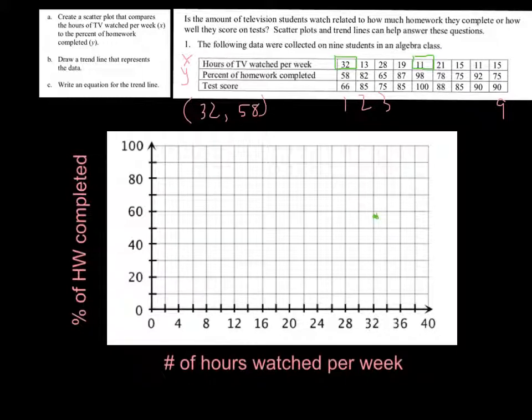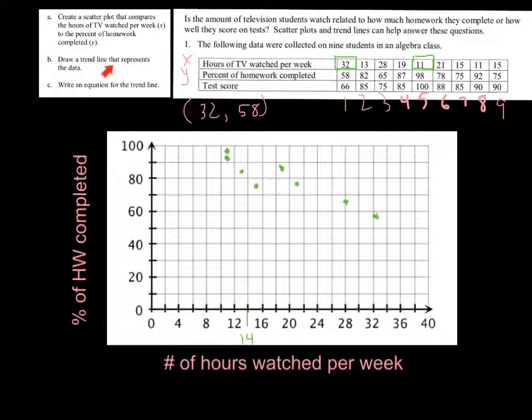Okay, so that first point landed right here. That's 32 hours of TV watched, and over here 58 percent on their homework. If you are okay with that point, then go ahead and press pause and put all of the rest of the points in there. All right, do you have a scatter plot that looks somewhat like mine? If you count up all these points, there's 1, 2, 3, 4, 5, 6, 7, 8 points. That's because (15, 75) shows up twice. So here's 15, and here's roughly 75. And so this point actually shows up twice.